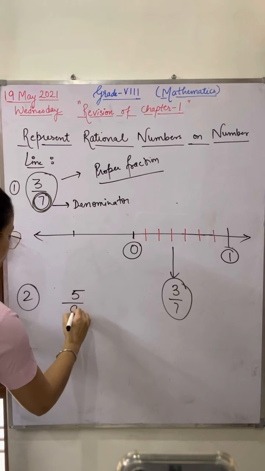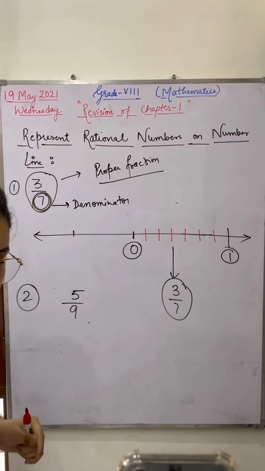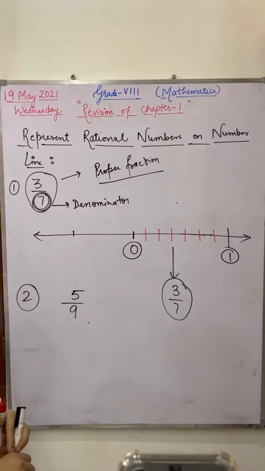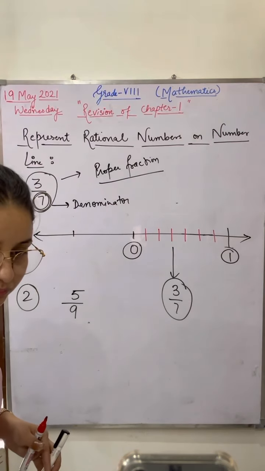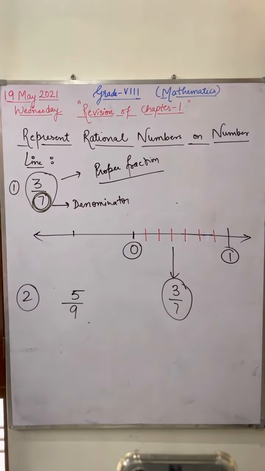5 divided by 9. Quickly do it. 5 divided by 9. Simarpreet, it is a proper fraction. I'll tell you regarding the improper fraction. I'll give you the next question. First of all, this question is based upon the proper fraction.